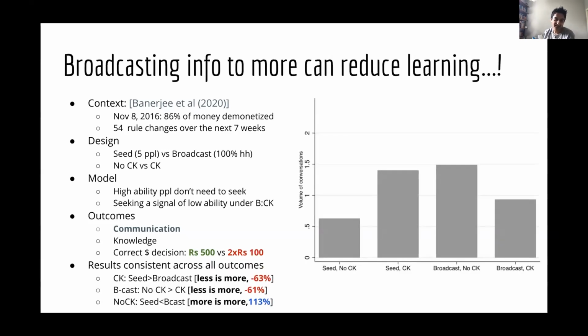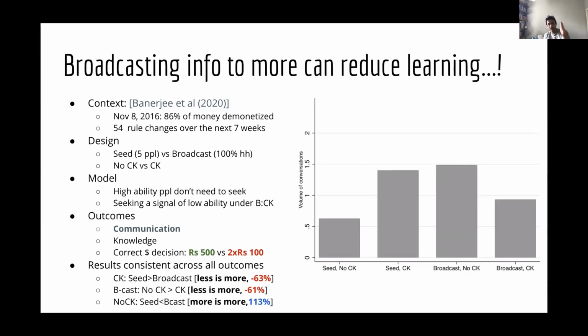So the y-axis is the volume of conversation, and the x-axis is the different regimes. The first thing to note is that if you look at common knowledge, going from seeding to broadcast reduces communication by 63%. I'll come back to it. You should be able to say, but everybody knows. Why would they talk? I'll address that in a second. But communication drops by 63%.